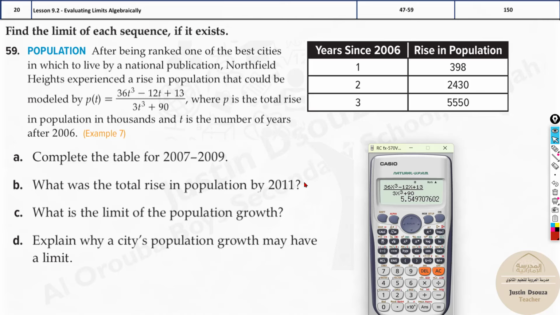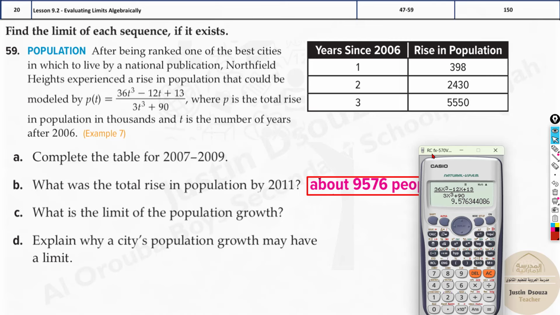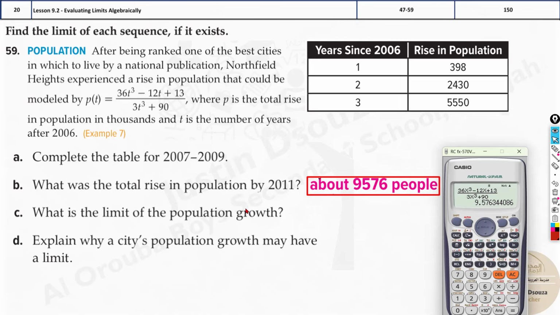What was the total rise by 2011? We know this is from 2006, right? 11 minus 6 is 5. So calculated at 5, the rise was 9,576, about 9,576 people. What is the limit of the population growth? Limit means take a huge number, calculate a huge number. So it's 12,000. 12 means it's in thousands. So 12,000 is the maximum population that can be accommodated in that particular city.